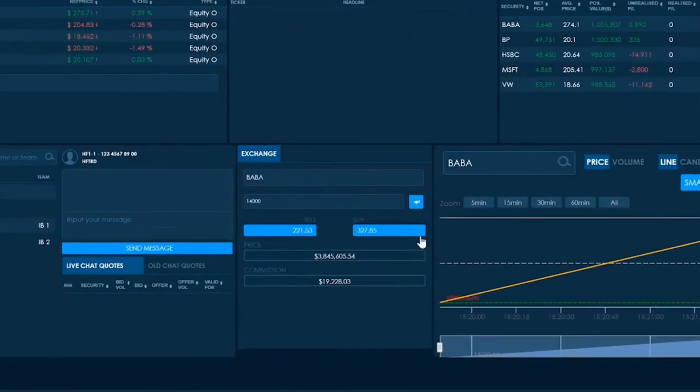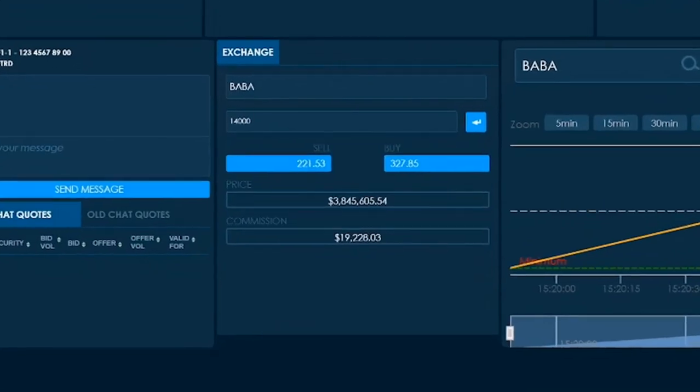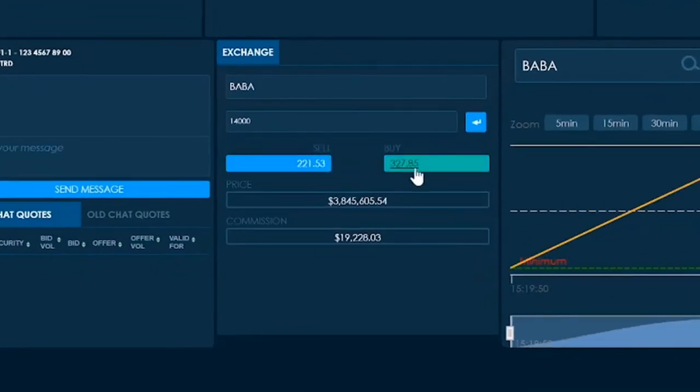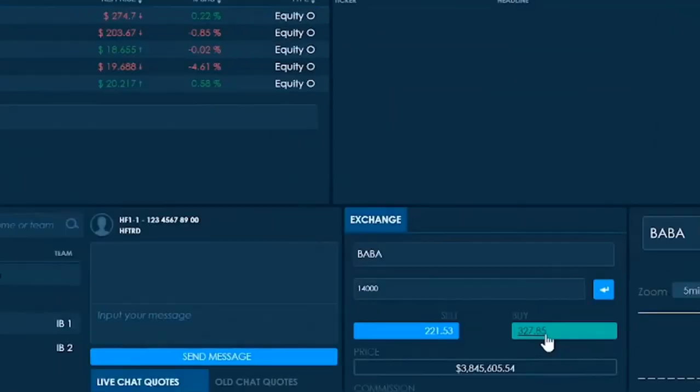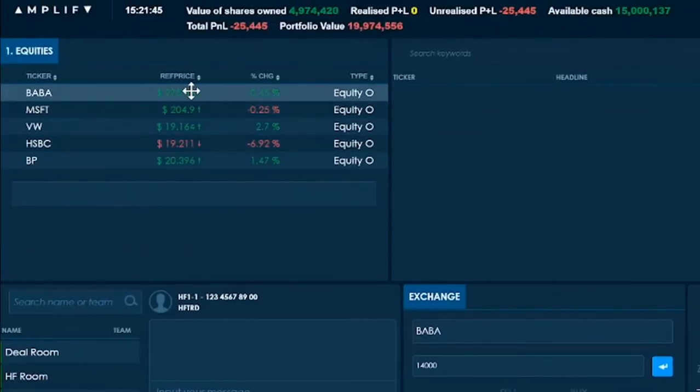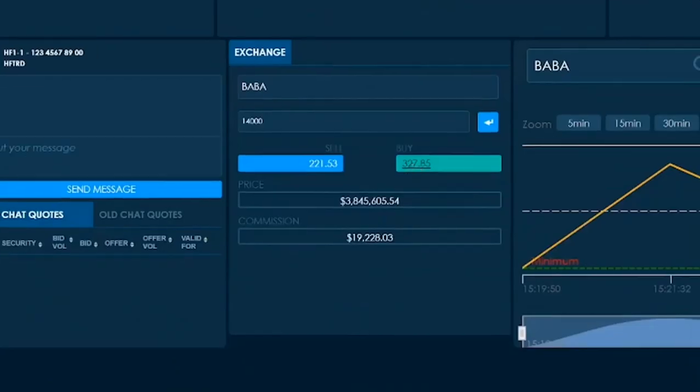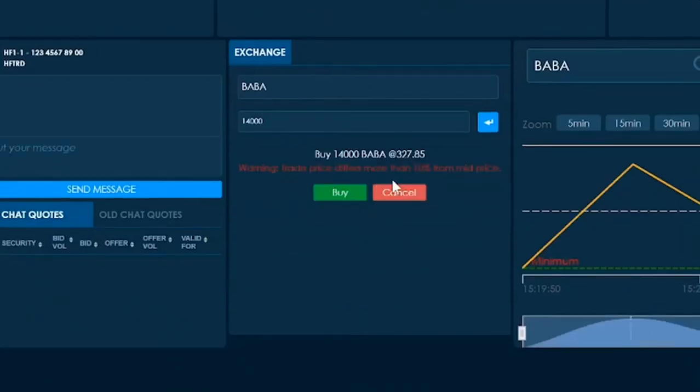Let me actually show you what would happen if we bought Alibaba. You can see here we'd be buying all the way up to $327. That'd be our average price. Remember, the current share price is $275. So if you did go ahead and do that, it'll give you a warning saying, whoa, hang on a minute, this would be a price that's more than 10% above the mid price.